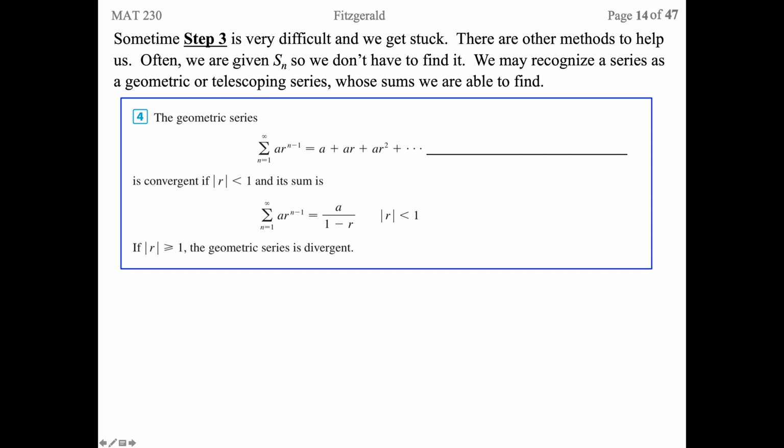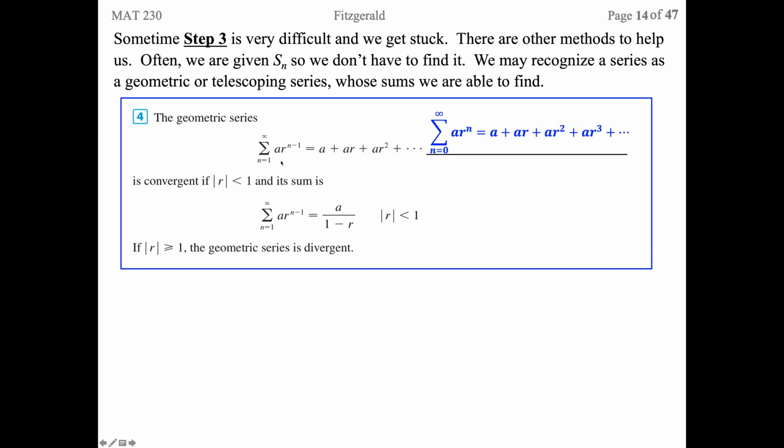All right, sometimes step 3 is very difficult and we can get stuck. There are other methods to help us. Often we are given S sub n so we don't have to find it. Sometimes you might recognize some special series, say geometric and telescoping, whose sums are really quick and easy to find. So we know that a geometric series from college algebra, an infinite summation of a geometric sequence, has this special formula right here as long as the absolute value of r is less than 1. I like to say between -1 and 1, six of one, half a dozen of the other. And if it's equal to or greater than 1, then it's divergent.